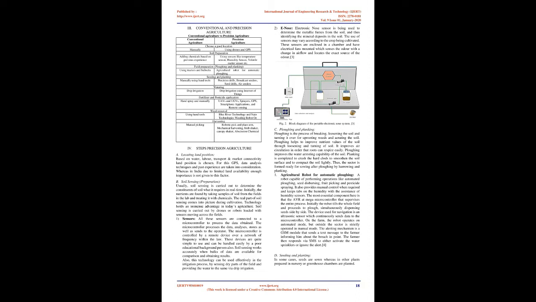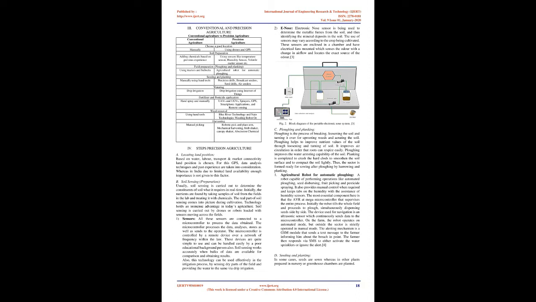1. Agricultural robot for automatic plowing. A robot capable of performing operations like automated plowing, seed dispersing, fruit picking and pesticide spraying. It also provides manual control when required and keeps tabs on the humidity with the assistance of humidity sensors. The most essential component here is the IJERT Mega microcontroller that supervises the entire process.